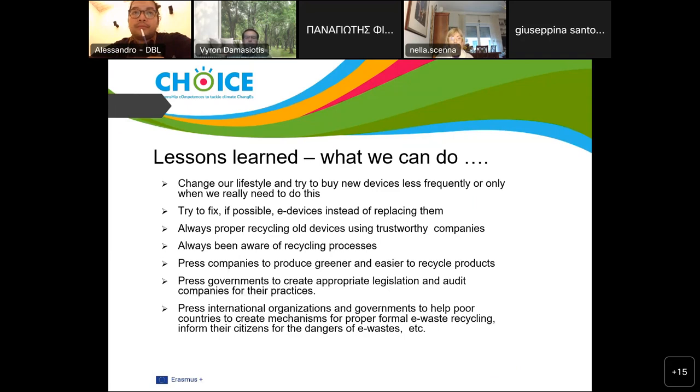Always use proper recycling of old devices using trustworthy companies, because if you do research on the web, you can see a lot of videos and organizations that investigate IT device recycling found that there are some companies that say they recycle IT waste, but what they do is just take some money for creating a recycling profile and forward all this IT e-waste to the third world.